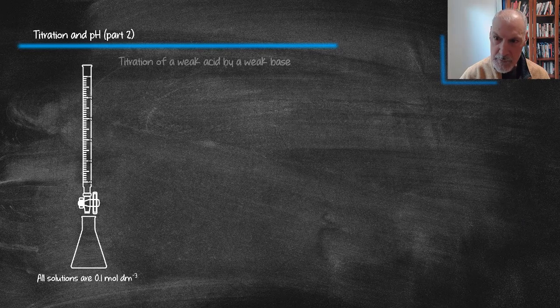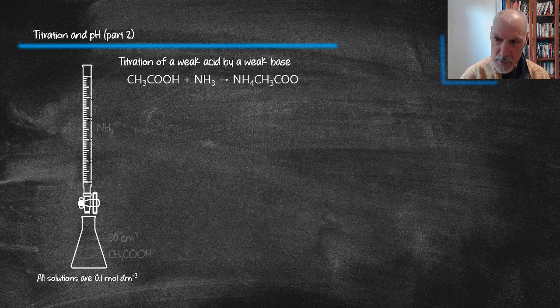Our final combination is a weak acid and a weak base. So again, my examples, the ethanoic acid and ammonia. And here they are placed in the containers.